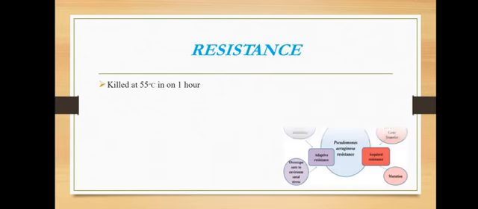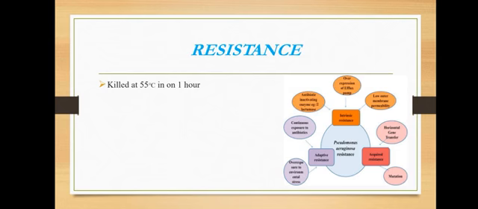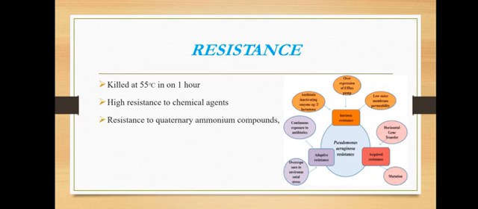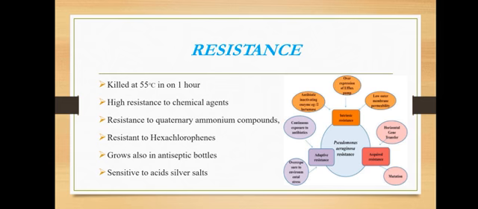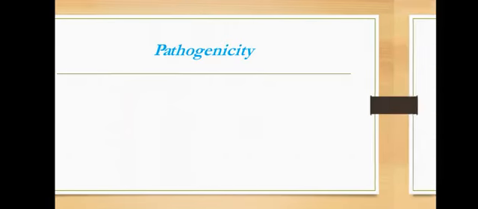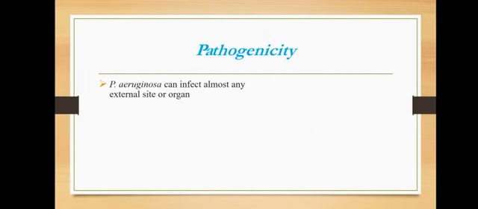Resistance: they are killed at 55 degrees centigrade in 1 hour. Higher resistance to chemical agents, resistance to quaternary ammonium compounds, resistance to hexachlorophene, growth also in antiseptic bottles, sensitive to acid and silver salts. What is pathogenicity?